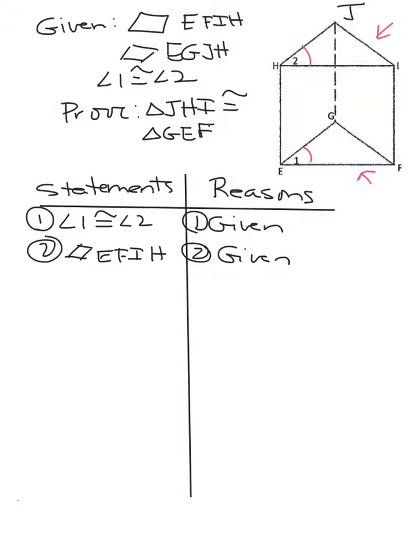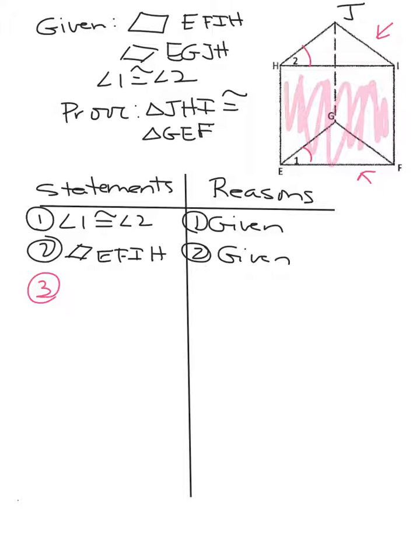Now we know that we have parallelogram EFIH. That's marked, but it's a little bit tough to see. So I'm talking about EFIH, and that's this big one right here. Now again, my focus is on my triangles at the bottom, so I need to figure out what I can use to get those triangles congruent.